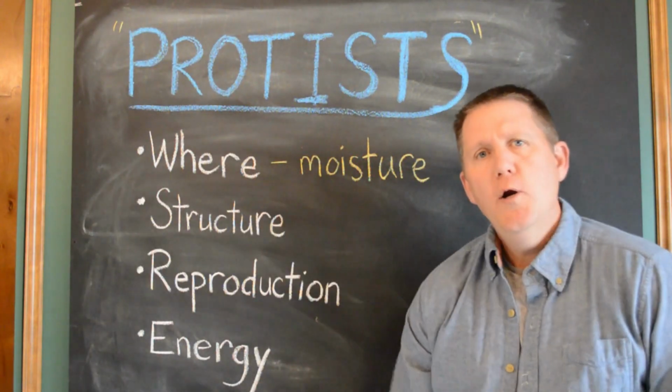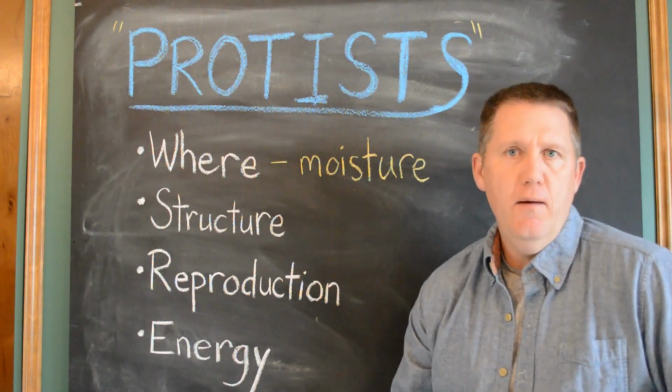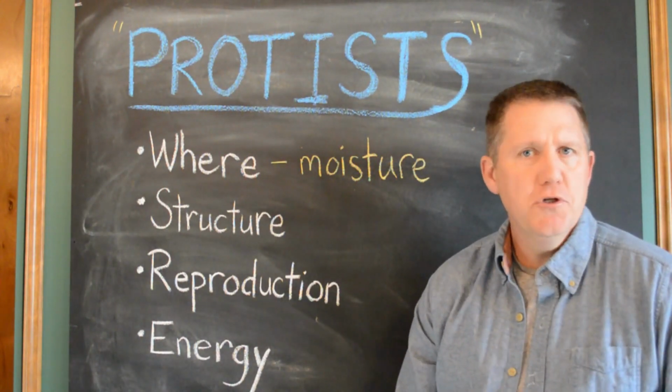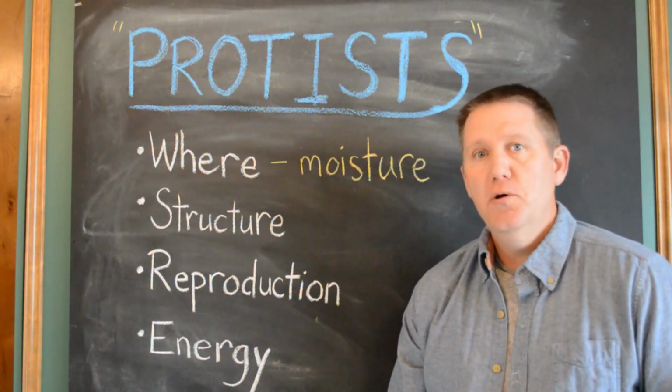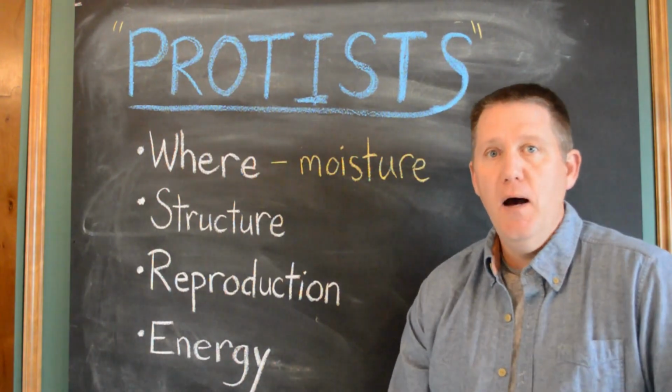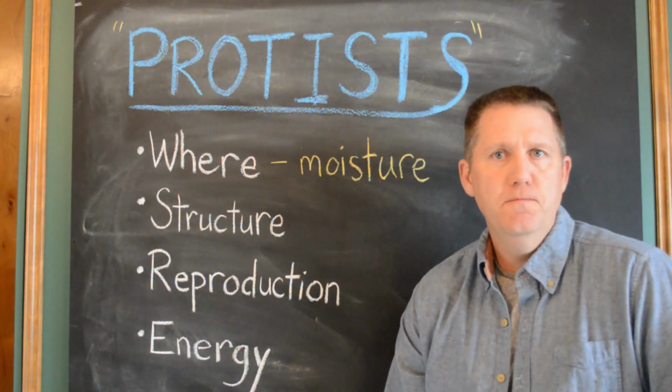First, where do we find protists? Pretty much anywhere there's moisture. They're really common in water. So in the ocean, streams, lakes, places like that. But even moist soil, snow, or inside of bodies, you'll find protists. Let's take a look at a few examples.